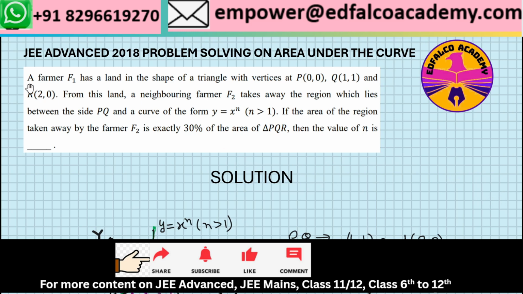So the question is, a farmer F1 has a land in the shape of a triangle with the vertices P(0,0), Q(1,1) and R(2,0). So there is a triangle shaped land that F1 is having. And from this land, a neighbor farmer F2 takes away the region which lies between the side PQ and a curve of the form y = x^n for n greater than 1. If the area of the region taken away by the farmer F2 is exactly 30% of the area of triangle PQR, then the value of n is.